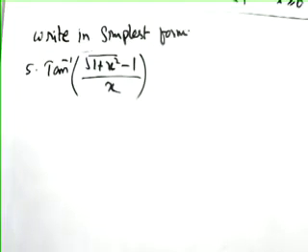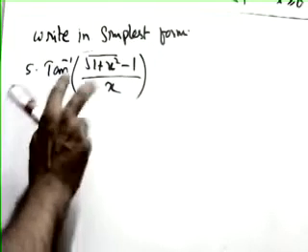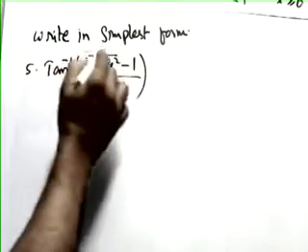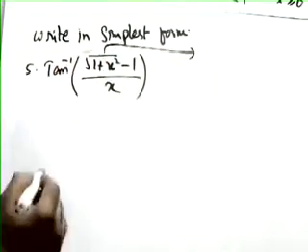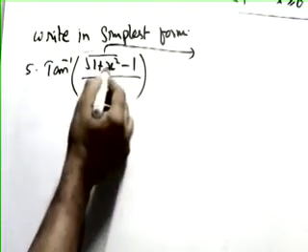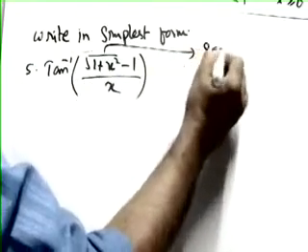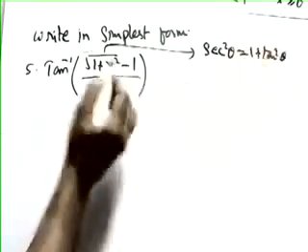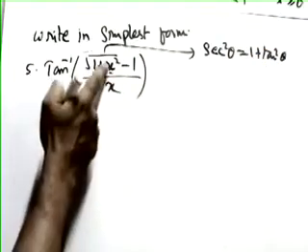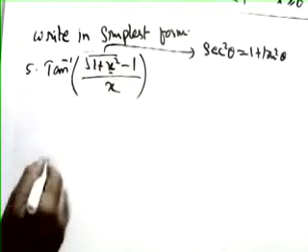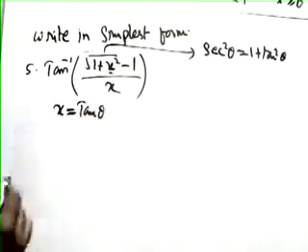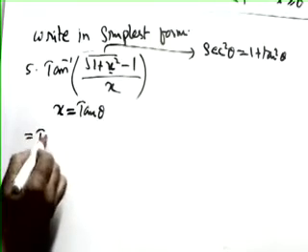Now see here, write in simplest form. So we have to change this into simplest form. This we have to solve. Now watch carefully. Here we have to apply a few formulas. In previous classes you have learned what 1 plus tan square is. You know, secant square theta equals 1 plus tan square theta. So let me put x as tan theta. So 1 plus tan square theta will be secant square theta. So start like this. Put x equals tan theta.